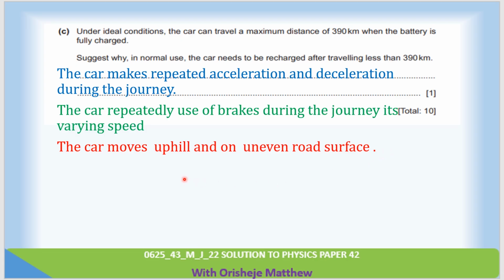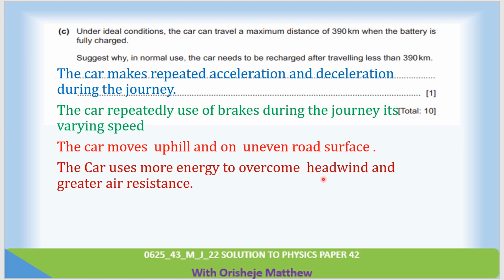So there are a lot of reasons why. These are just some of the few reasons. The car uses more energy to overcome headwind, that is air resistance, and greater air resistance. So you can see why, if they give you those outputs, this is the ideal condition, but in real life the ideal condition is not applicable, because there are real life factors.